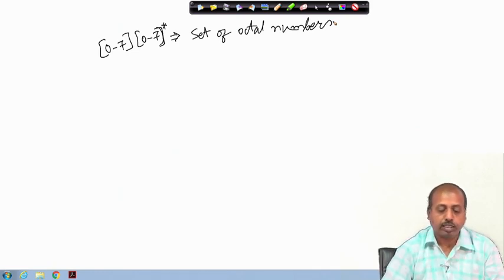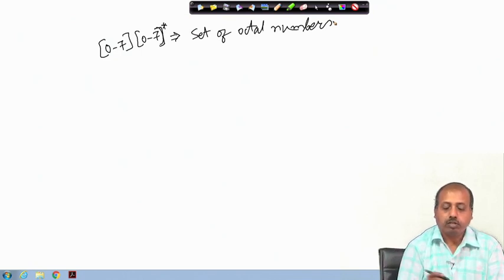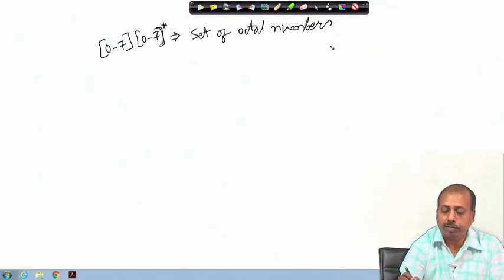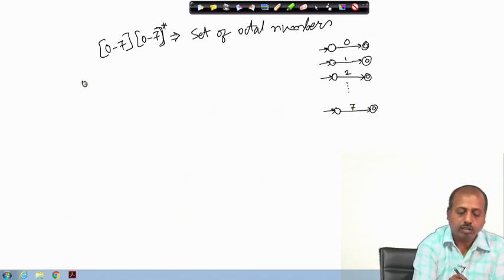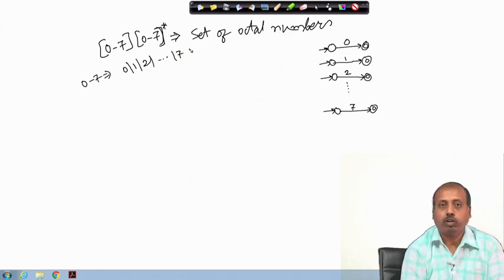So, if you want to construct the corresponding NFA for this one, for each of the digits we will have an NFA like this. So, this is for the 0, then this is for 1, then for 2 we will have another such NFA. This way we can have the NFAs created up to 7. Now, for 0 to 7, which actually means the regular expression 0 or 1 or 2 or up to 7, we have to join all of them.